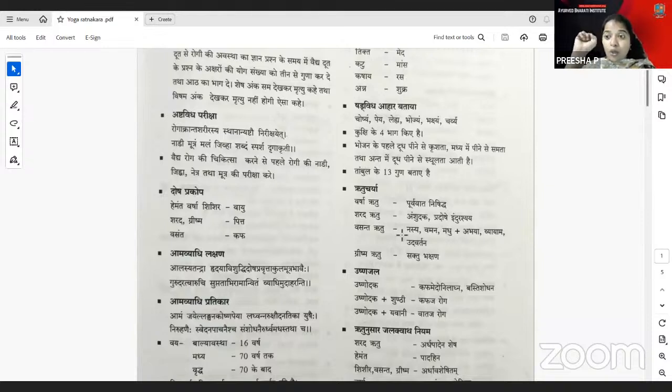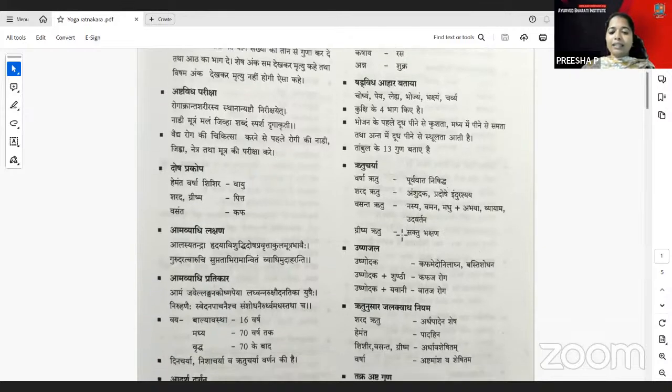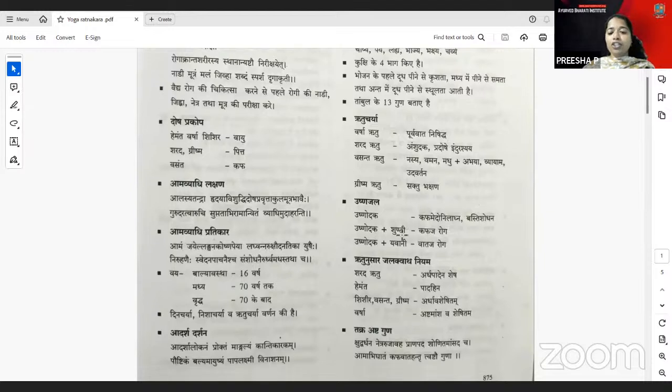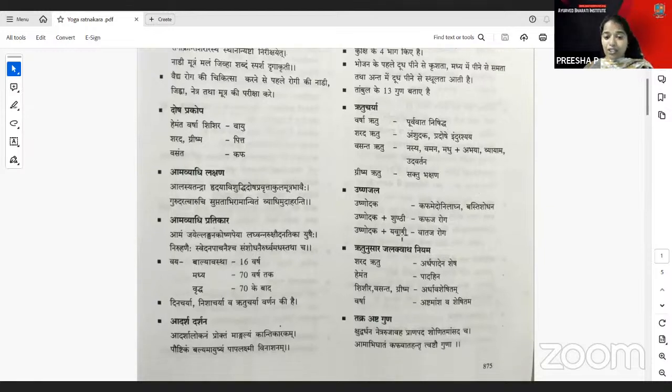So that is why Ushnodaka is considered as the Basti Shodhana. Ushnodaka with the Shundi is given for the Kaphaja Roga, and Ushnodaka with the Yavani in the cases of Vataja Roga. Ritu anusara Jalakwadasa Niyama, like that is mentioned. So the Sharad Ritu, it is Ardha Padena Shesha, and Hemanta it is Padahina, and for Varsha Ashtamamsha Shoshita.